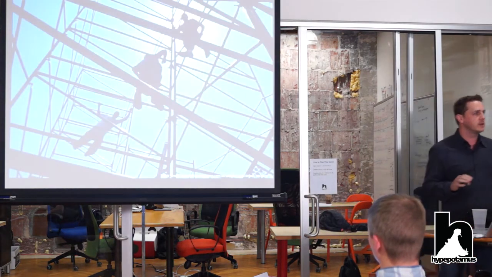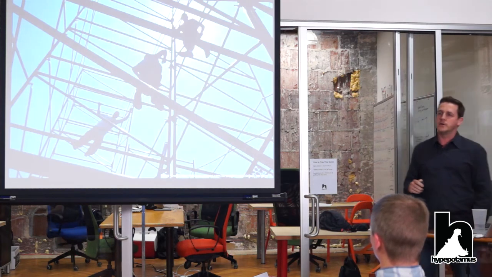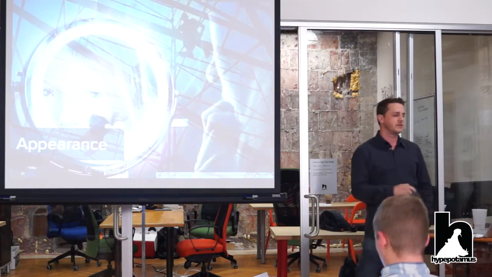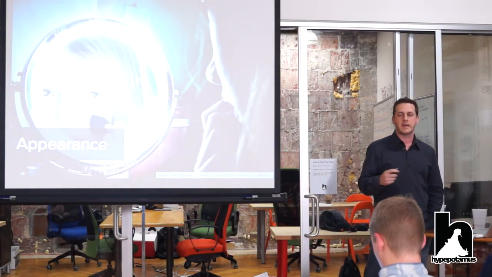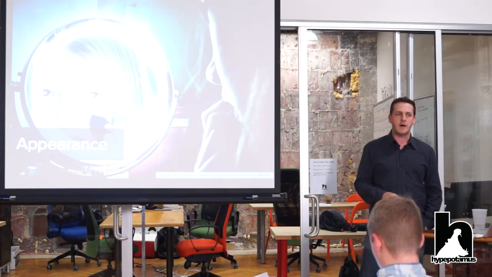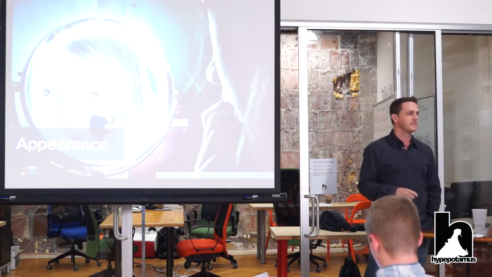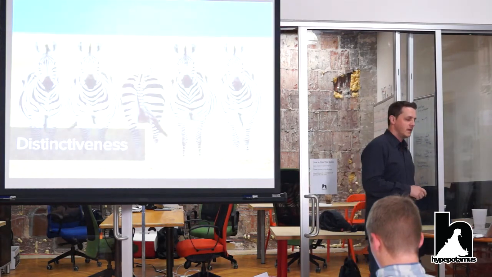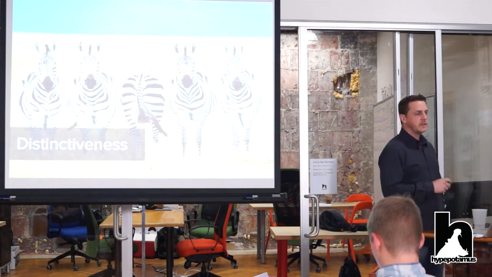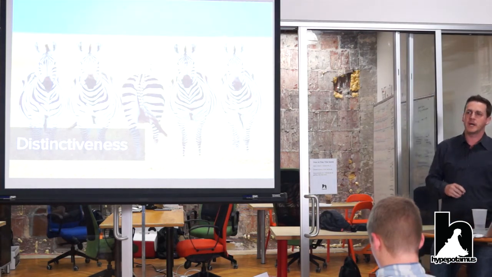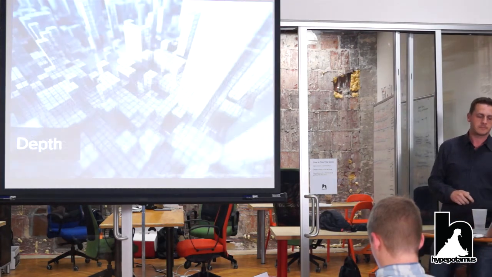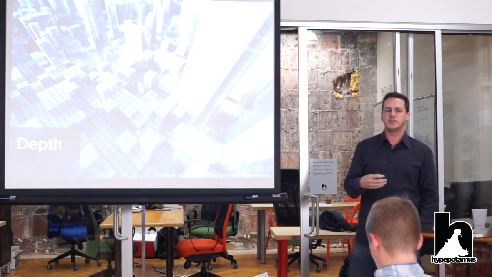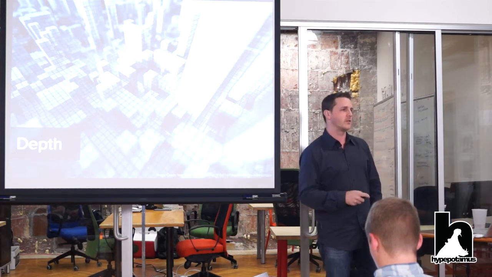So I want to give you a quick little framework to think about when you're designing your experience, when you're designing your products, when you're designing your services. This is an emotional framework, and it's based on a handful of things. Appearance. Obviously, things have to be attractive. They have to look good. People trust things that are more attractive to them. Distinctiveness. What sets you apart from everybody else? Depth. There has to be some meaning. There has to be something beyond just a product on the shelf or another website to look at.